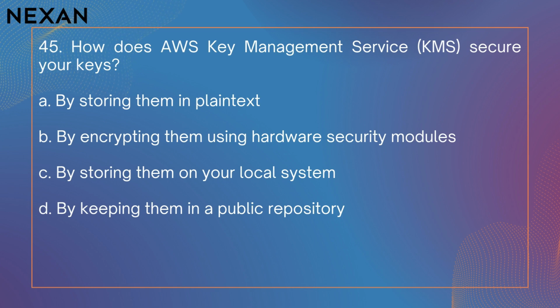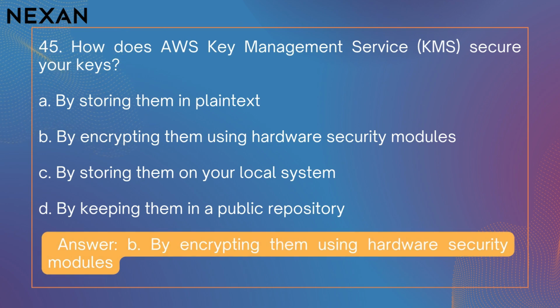45. How does AWS Key Management Service secure your keys? A. By storing them in plain text. B. By encrypting them using hardware security modules. C. By storing them on your local system. D. By keeping them in a public repository. Answer: B. By encrypting them using hardware security modules.